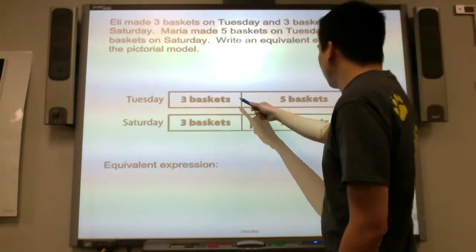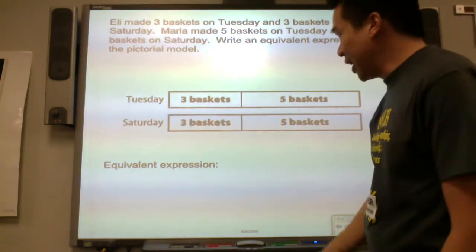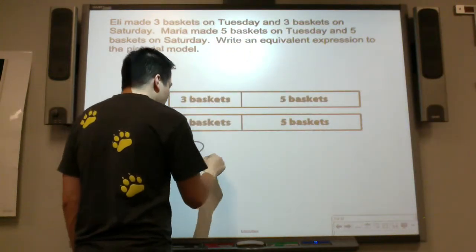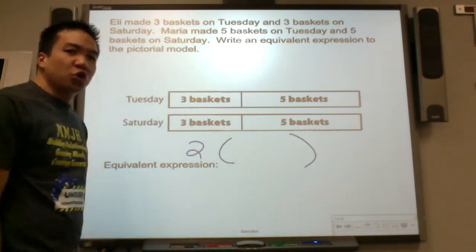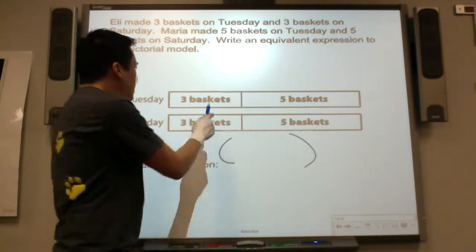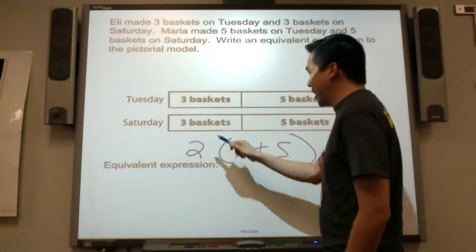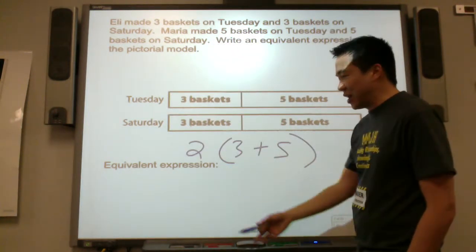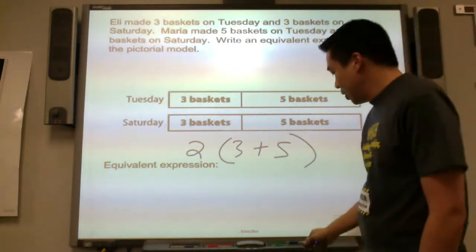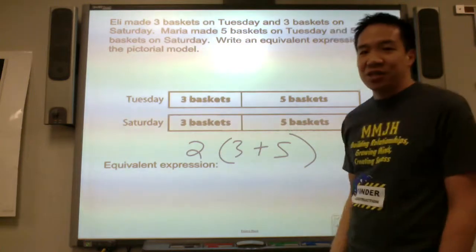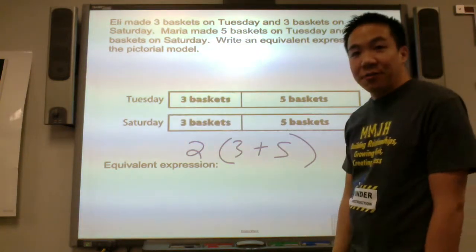Well, how many groups of this do you see? I see group 1. I see a second group. So there are 2 groups. 2 groups of what? I see a group that has 3 plus 5. Then I see a second group that has 3 plus 5. And this is the answer. So there are 2 groups of 3 plus 5. And that's how you write it.